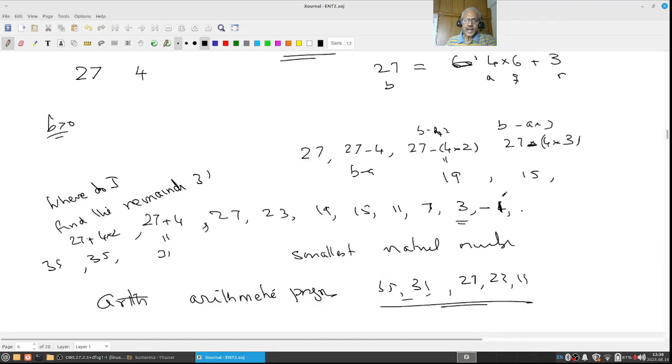And how do I find my q? This is 15, 11. When I subtracted 4 one time from 27, I got 23. This is 2 times, this is 3 times, this is 4 times, this is 5 times, this is 6 times. Therefore this is 6. This is how I find it.